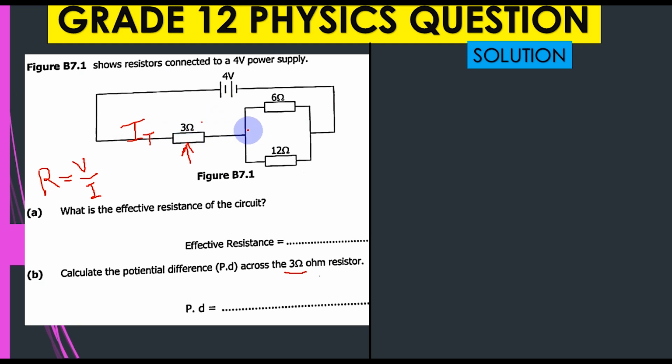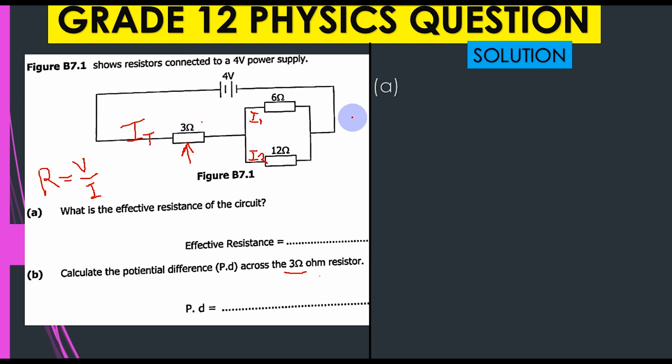Get that one, okay? The current which will go through the 3 ohms resistor will be the total current. But when that current comes here, it will split. 6 will have current 1, and then 12 will also have a different current to 6. So in this case, it means these two will not have the same current. But the 3 ohms resistor will have the total current which is running in the circuit. That's the one which will pass through the 3 ohms.